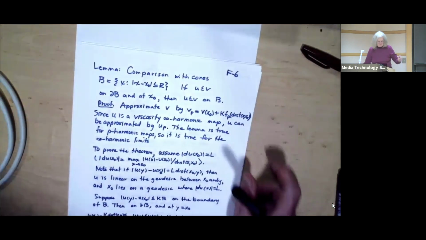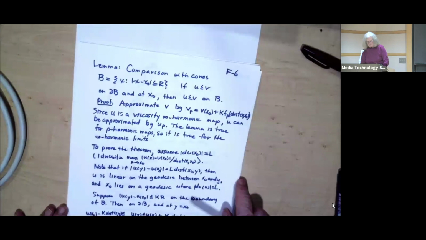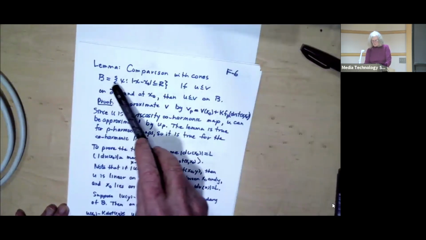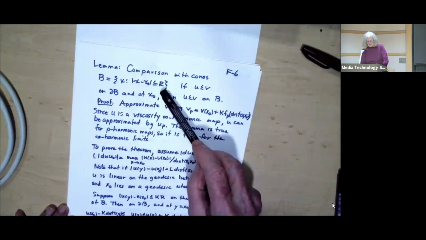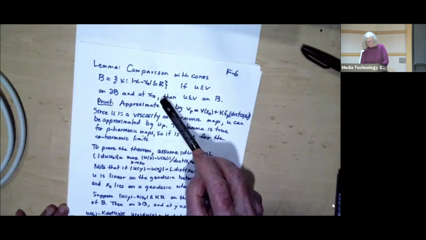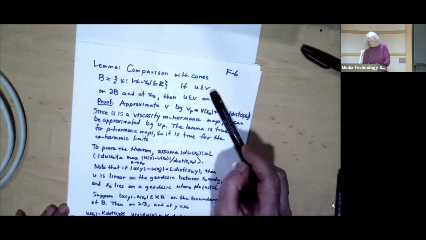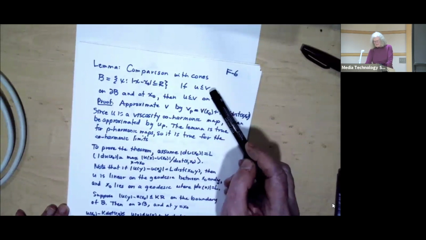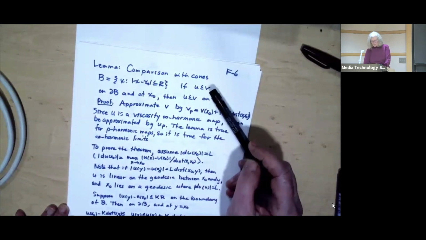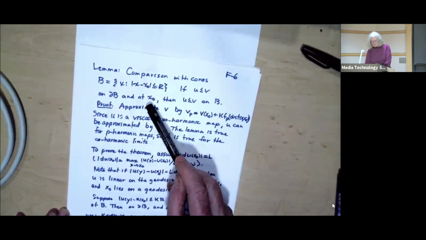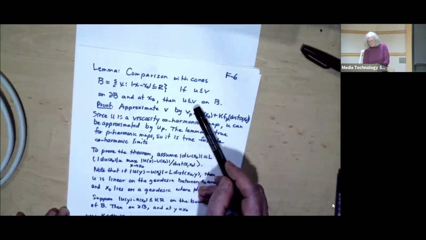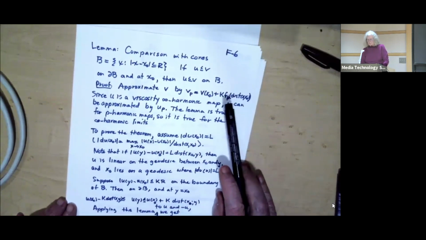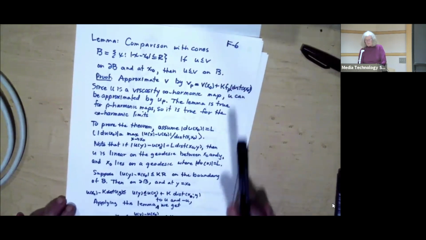And now, the lemma, which is the comparison with cones, is that if we take an arbitrary ball, actually you can make more general domains, but an arbitrary ball of size R, and if U, the solution we have, is less than or equal to V, which is a cone function, on the boundary and at x naught, then U is less than or equal to V on the entire ball. And the proof of this is actually not hard at all.